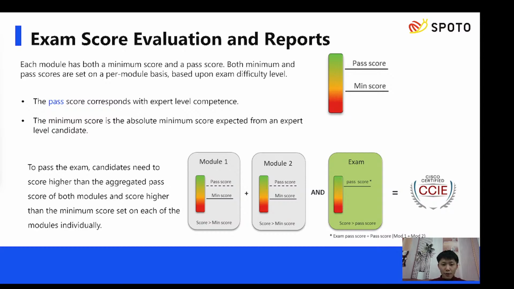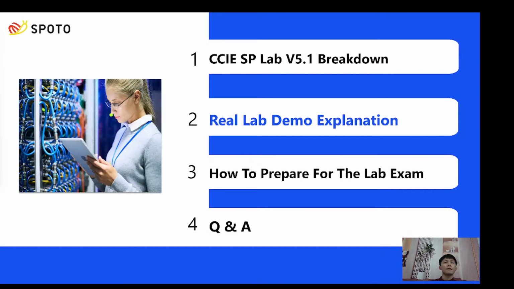Okay, if there are no more questions, I think I will move to the next session. After knowing how the exam looks, now I will show you some lab demos and explain them for you.